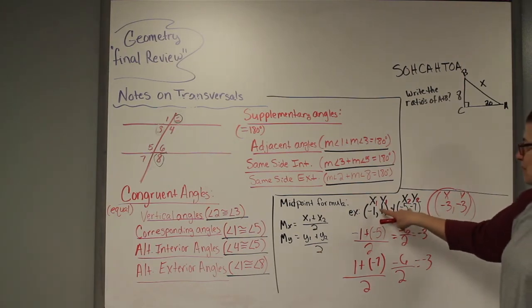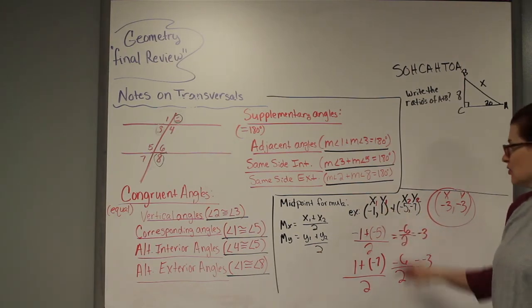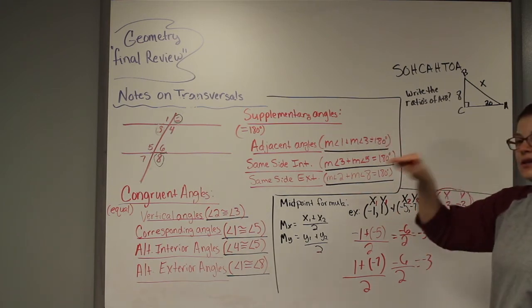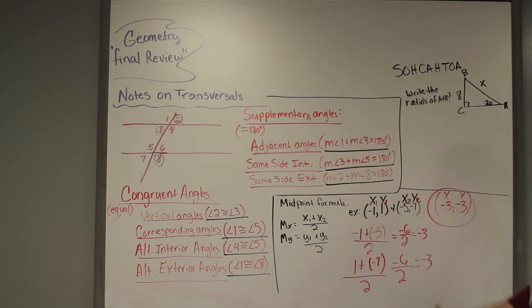That is the midpoint between these two dots on the graph. So if you graphed that one and you graphed that one, this one would be in the center of those, okay? So that's the basics of the midpoint formula.